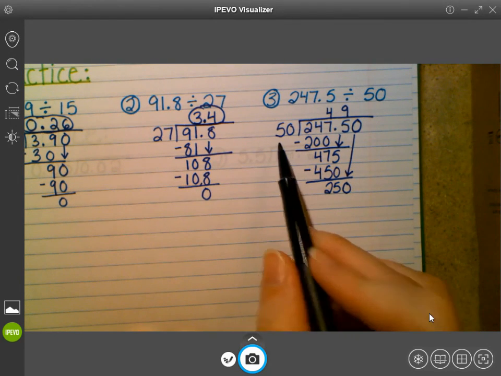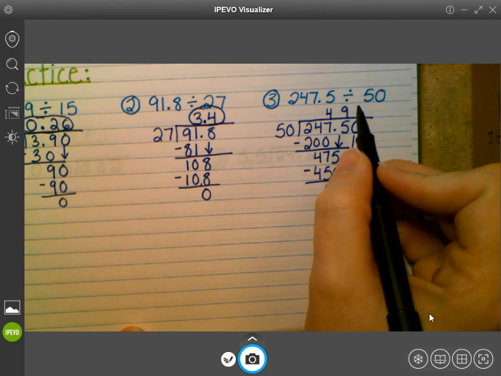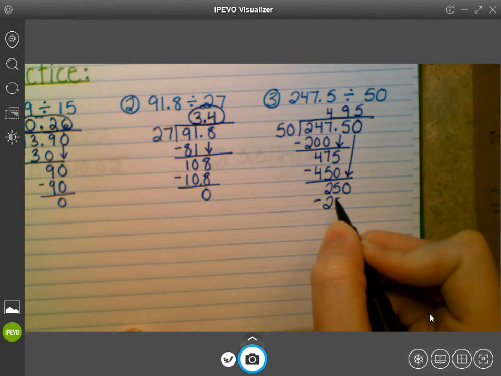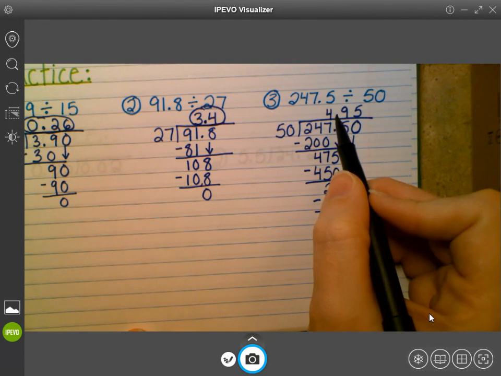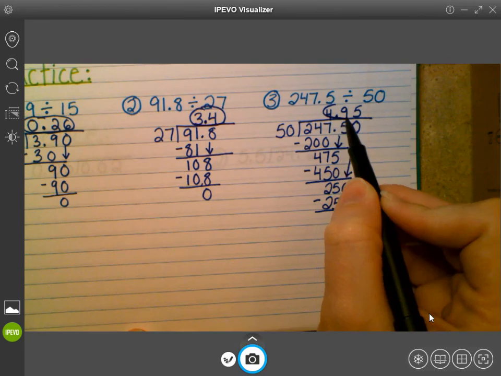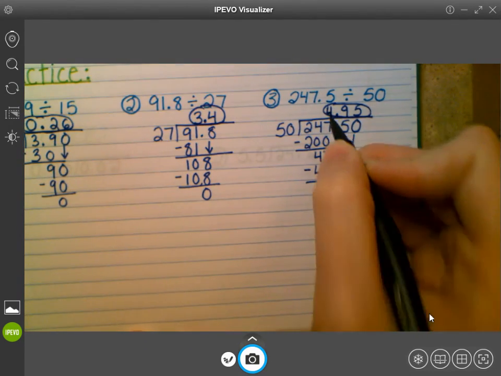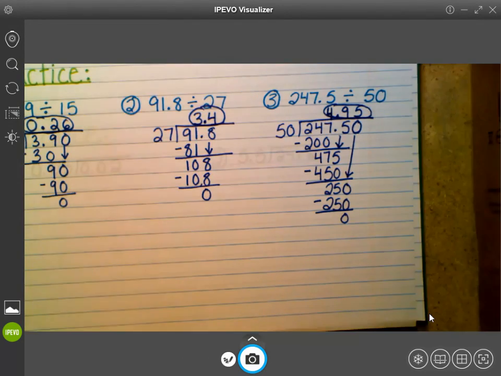How many times does 50 go into 250, 5th grade? 5 times. 50 times 5 is 250. I got 0. Bring up my decimal for 4 and 95 hundredths. Oop, I cut off my 4 a little bit. 4 and 95 hundredths. Raise your hand if you got 4 and 95 hundredths for the third one.